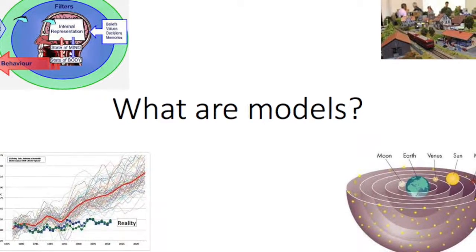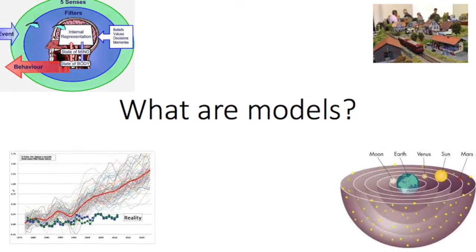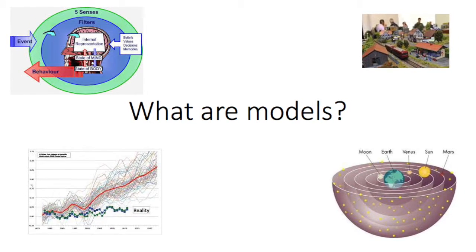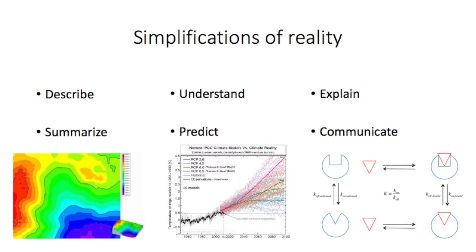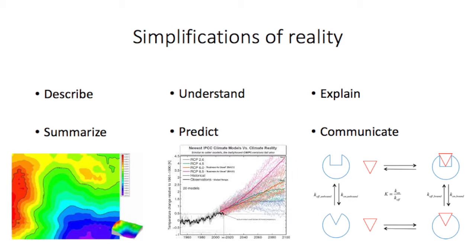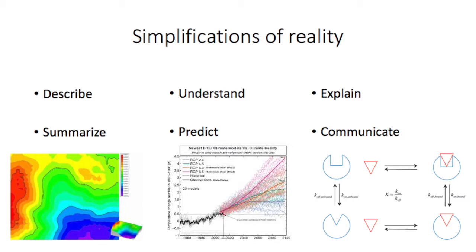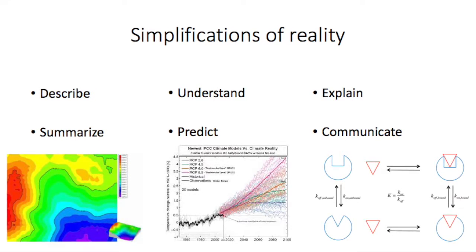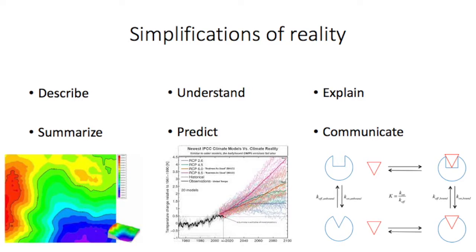A course about pharmacokinetics would not be complete if we didn't talk about pharmacokinetic models, specifically mathematical models. What do we mean by a model? A model is a simplification of reality that we construct in order to describe something, summarize data, understand the world, predict what is going to happen, or explain and communicate ideas to others.